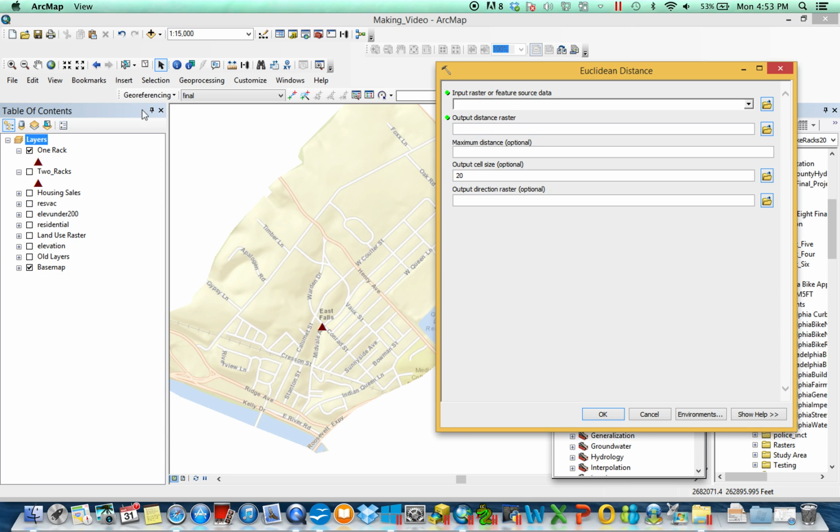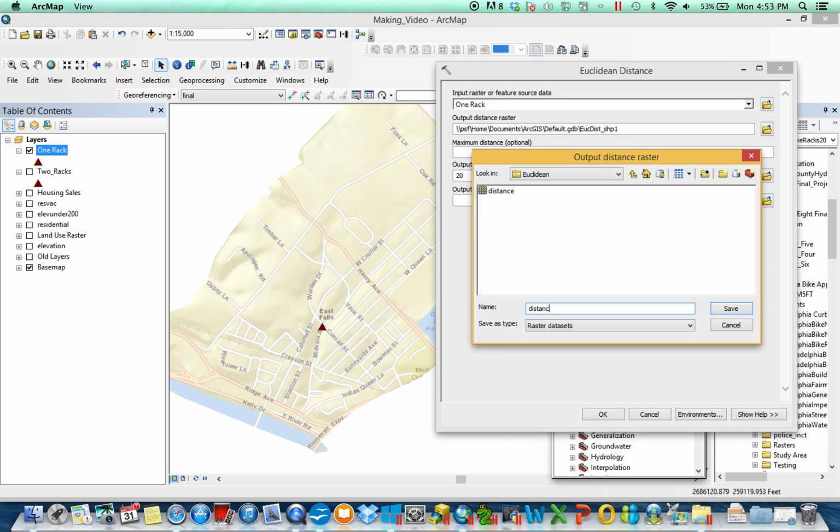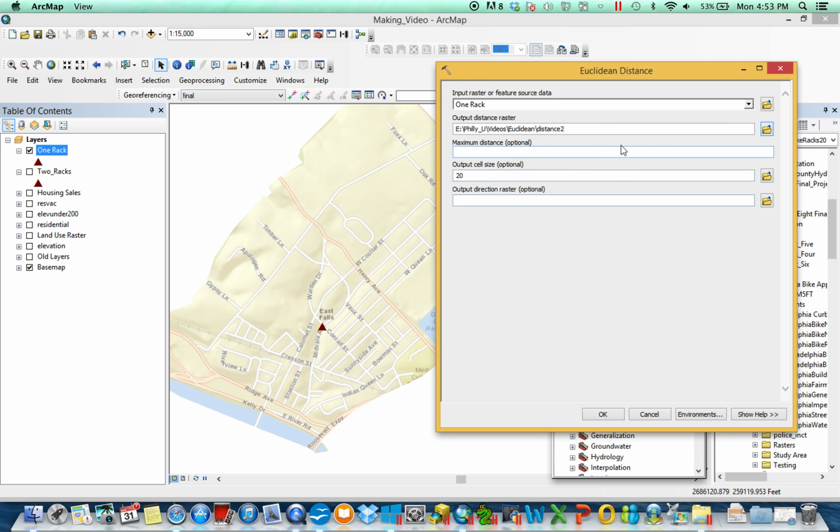Okay, so back to Euclidean distance. I drag in one rack. That is the thing from which I am measuring my distance. In this case, it's just one bike rack in the center of East Falls. A maximum distance, if I want the values not to exceed a certain distance, I would enter it here. We're going to let it go forever. The cell size should default to 20 automatically. And we don't need to create a direction raster because we're going to do that independently in a moment.